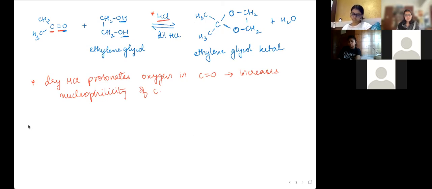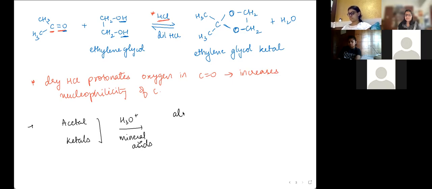So another note about acetals and ketols is that, again, just like your previous reaction with bisulfite addition, acetals and ketols on hydrolysis, like hydrolysis with mineral acids, you get aldehydes and ketones back. Okay, just the reverse of that reaction.